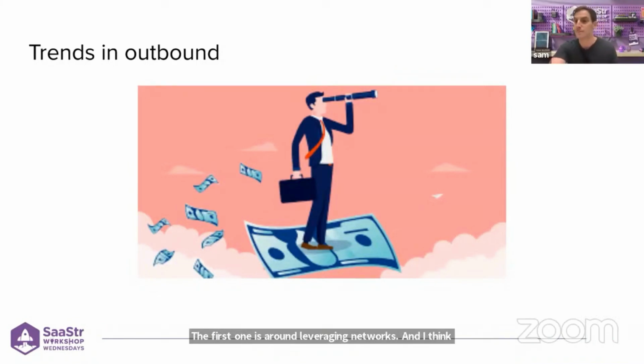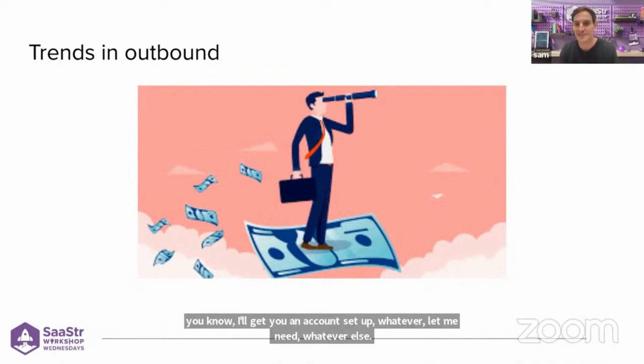The first is personal. I remember when I joined Brex, I probably sent Jason an email at SaaStr. It was like, hey, I just joined Brex. I'd love for you to use us as your corporate card at SaaStr. I'll get you an account set up, whatever you need, whatever else. And I think Jason was an awesome friend and did that.